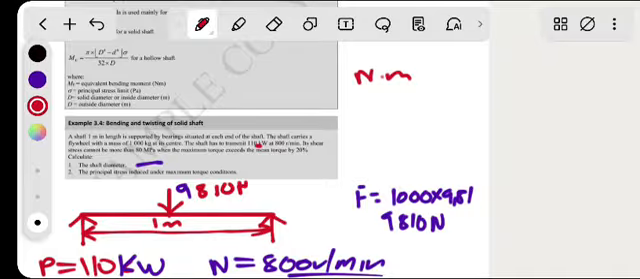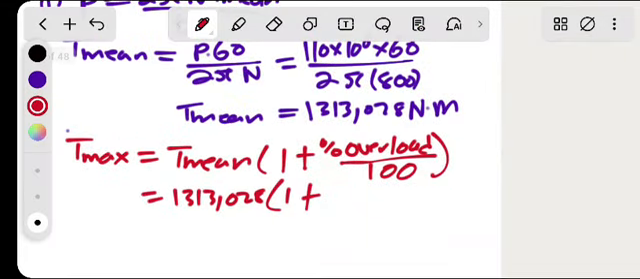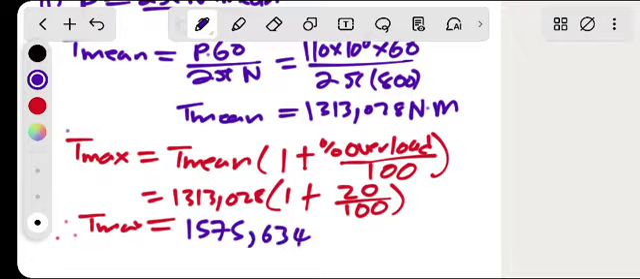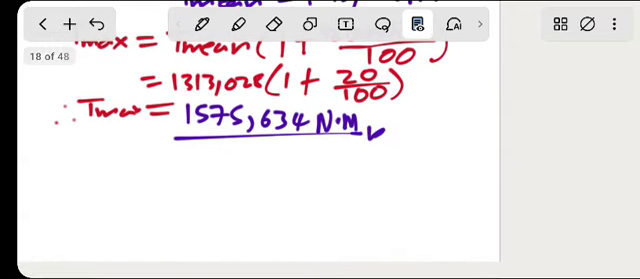They say the maximum exceeds T mean torque by 20%. If given, you write that as it is, guys: 20 over 100. As you punch that in, our T max, the maximum torque, will be equal to 1575.634 Newton meter. That is our maximum torque.